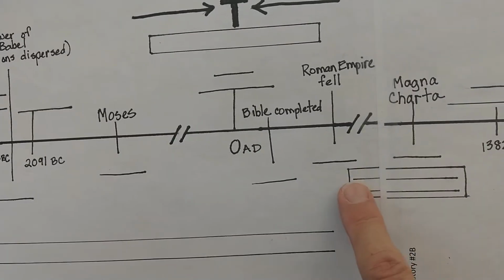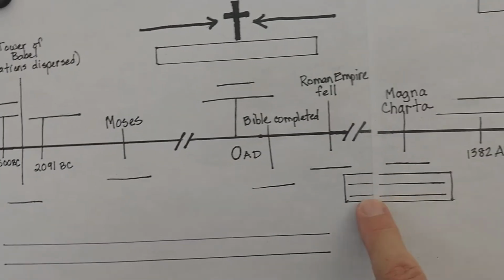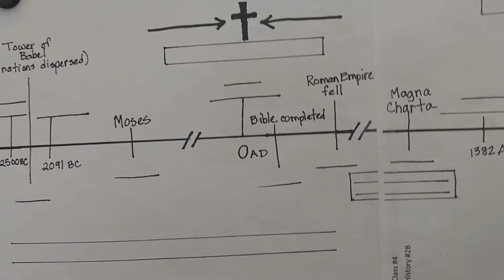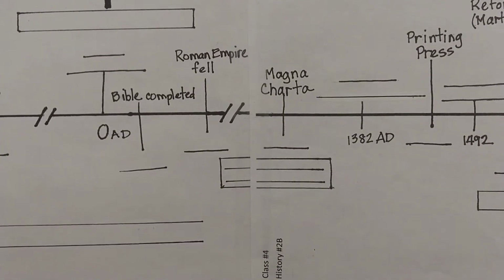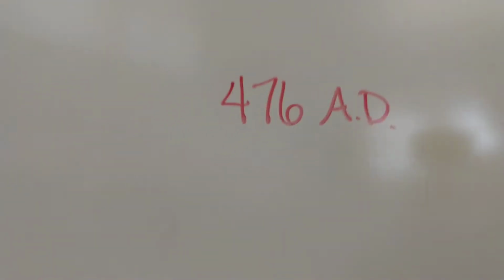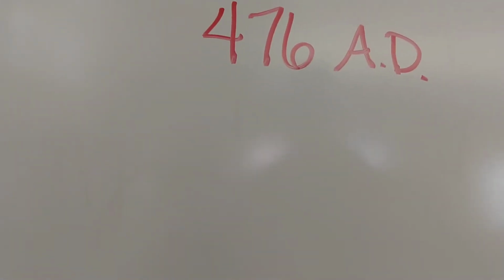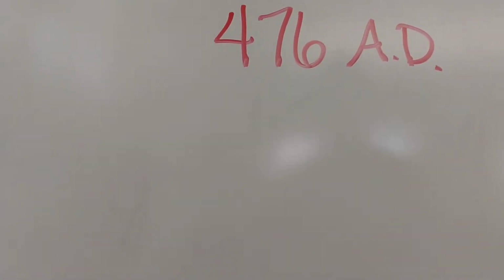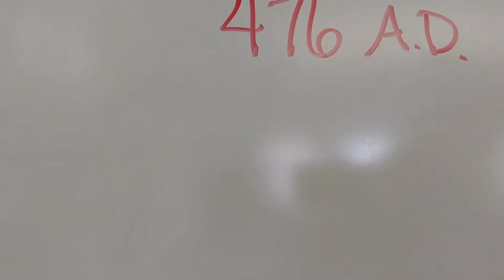But during this time that we don't have a lot of events, we do have a period of time called the Middle Ages. The Middle Ages. And this is when the monasteries were keeping the Bible alive. They were the ones that cared for and maintained the Bible. So in that box, you're going to write Middle Ages.